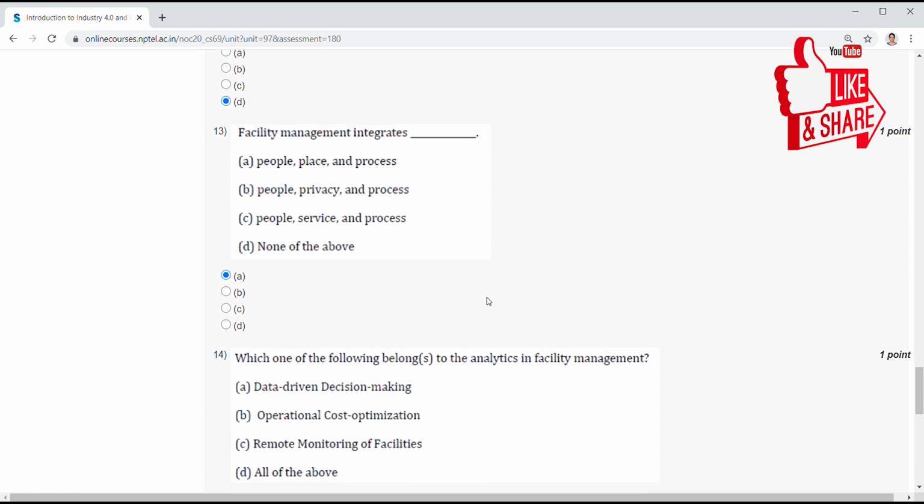13th question. Facility management integrates: A. People, place and process, B. People, privacy and process, C. People, service and process, D. None of the above. The answer is A, people, place and process.